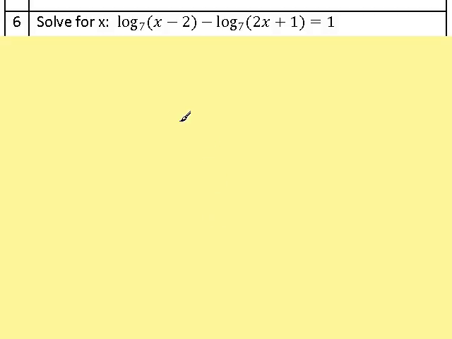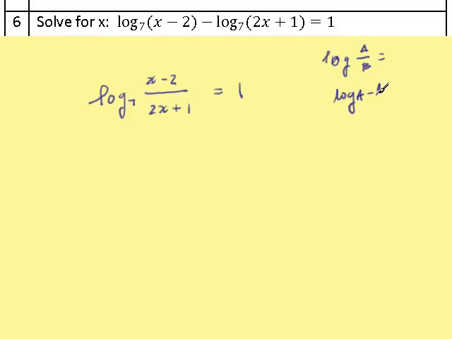And number 6, in order to solve, we're first going to contract. So we're going to write this as log base 7 of x minus 2 over 2x plus 1. So that's using the second log property, log a over b equals log a minus log b. So we did that in reverse. And now change this to an exponential function. Base 7 to the exponent 1 is equal to x minus 2 over 2x plus 1.